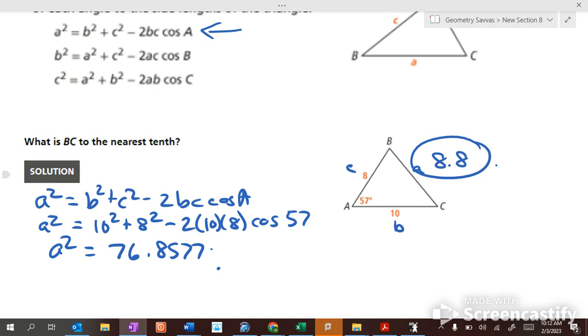So the law of cosines is really easy when you're finding a side. When you're finding an angle, it's not so easy, and we'll talk about that on Monday. But when we're finding a side, it's really easy.